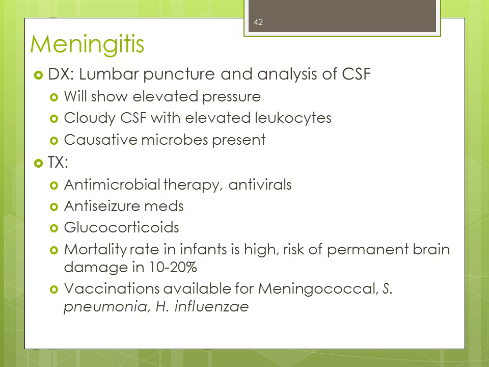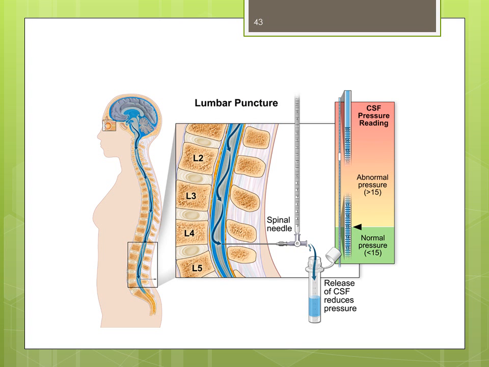And mortality rate in infants is very high, and the risk of brain damage occurs in about 10 to 20% of people. And this is mainly why they give vaccinations for meningococci, strep pneumoniae, and H. influenza to prevent meningitis.